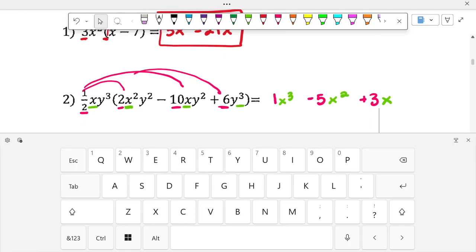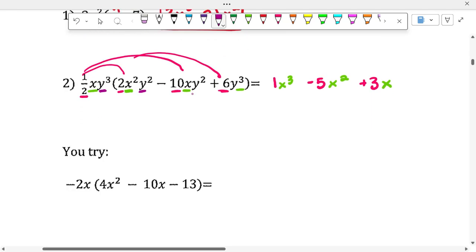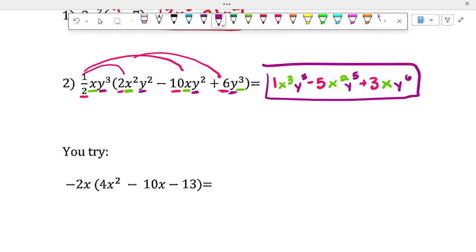So lastly, we're going to do the y's. All right, so what's y cubed times y squared? Y to the 5th, because 3 plus 2 is 5. It's the same thing for the negative 10xy squared. Still be y to the 5th. And what's y cubed times y cubed? Y to the 6th. So if doing it all together confuses you guys, by all means, break it apart based off of the type of variable and the coefficients. Totally fine.